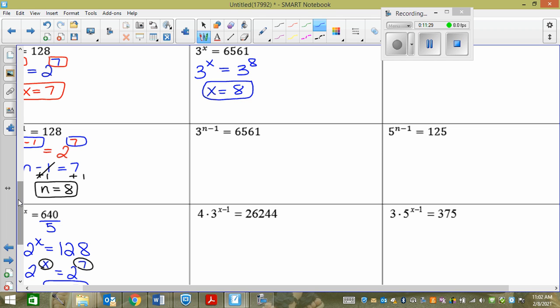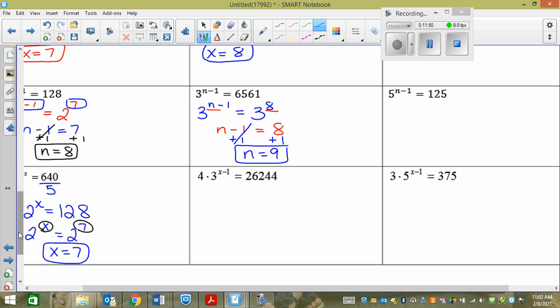So we're going to have 3 to the n minus 1 equals 3 to the 8. So now I can say n minus 1 equals 8. And then I have to add 1. And n equals 9.